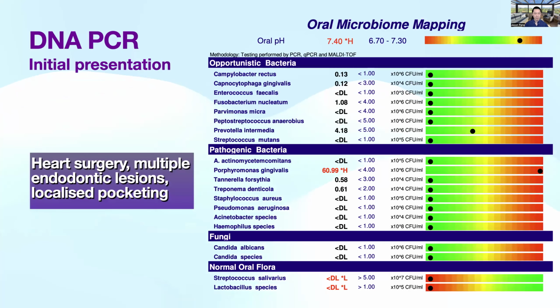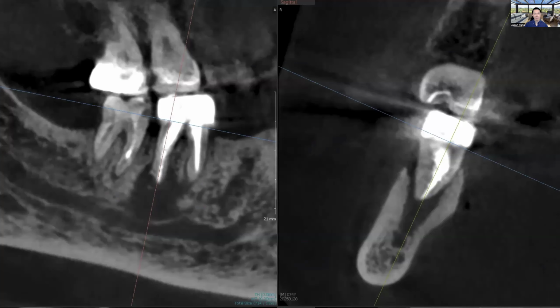And here's a case where a patient was about to undergo some heart surgery, but we found some endodontic lesions, so she needed some root canal, and there was some periodontal pocketing around some of her back teeth. And when we did a cone beam CT, we found that the pocketing went all the way down into where the inferior alveolar nerve and blood vessels are. So there's a direct communication from the mouth into the bloodstream.